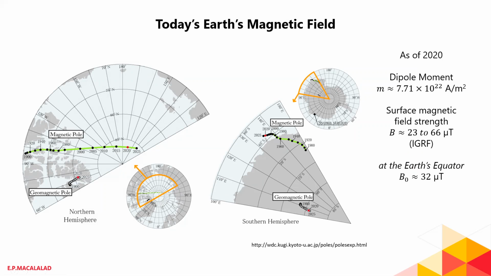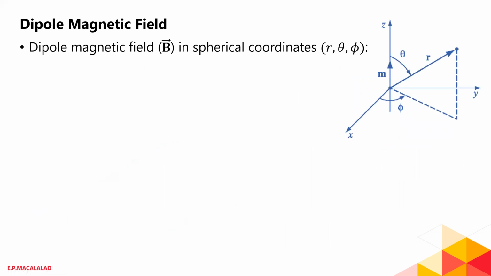Okay, now IGRF stands for International Geomagnetic Reference Field. So this is one of the internationally recognized magnetic field models. There are other institutions that provide a model of the Earth's magnetic field, which are all based on either physics concepts or physics equations and or on current measurements. But for the first approximation, all models approximate the Earth's magnetic field to be a dipole magnetic field.